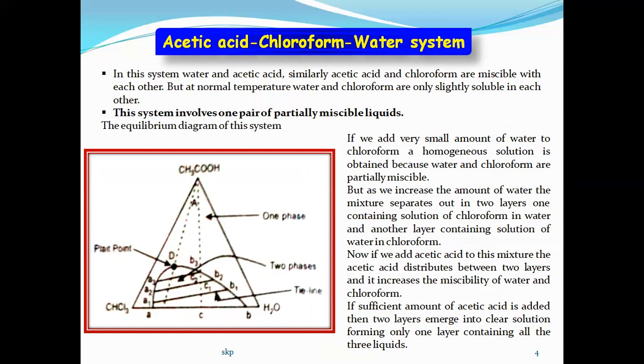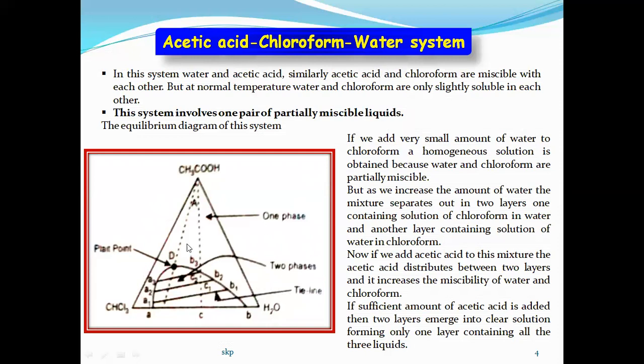As we know, if we add water to chloroform, they will form two layers as they are not miscible to each other. So this type of system generally involves one pair of partially miscible liquids. One pair, that means chloroform and water are partially miscible liquids, but acetic acid is miscible in both solvents, that is in both chloroform as well as in water. So in this case, acetic acid acts as a medium, which acts as a catalyst to make the chloroform and water layers miscible.